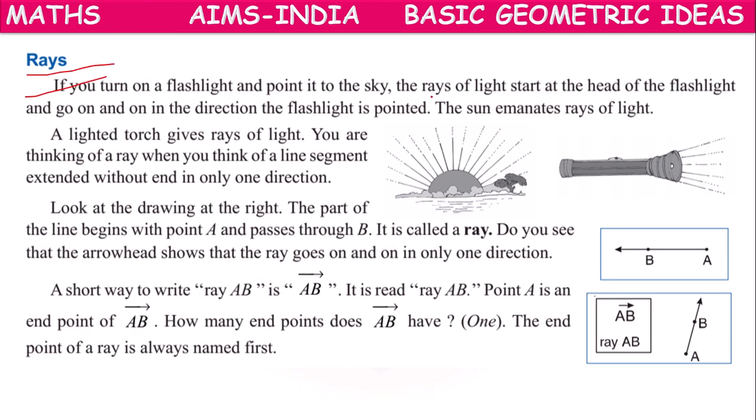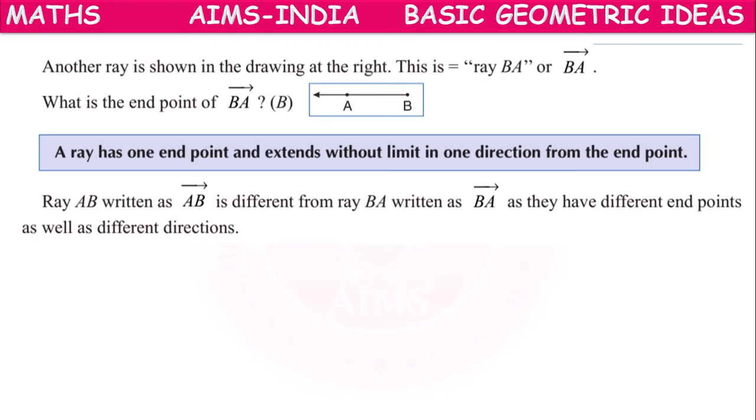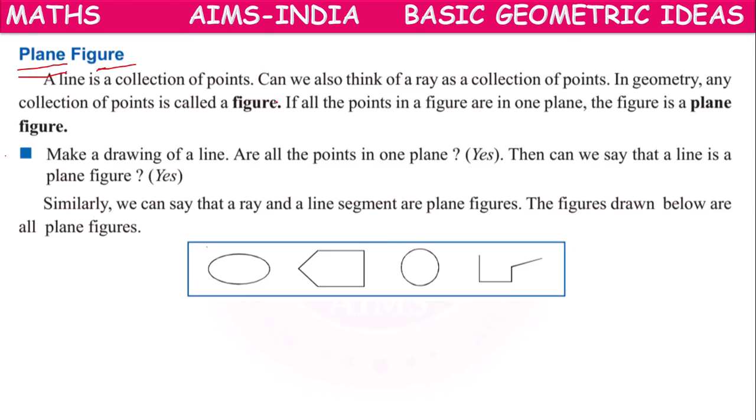A ray starts from a point and extends in one direction without any limit. A ray has only one endpoint. A plane figure means a collection of points. If the collection of points lies on one plane, then it is called a plane figure.